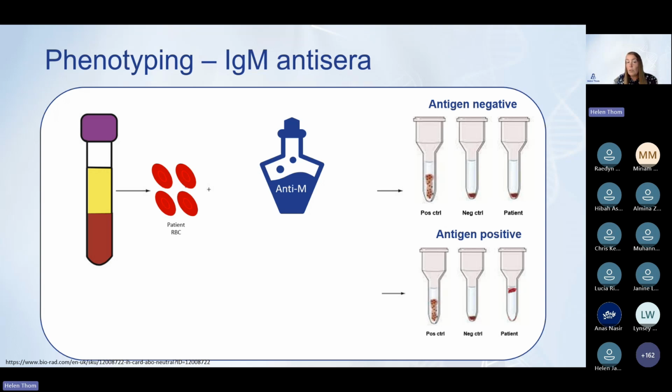And you would also include a control here. So I've got a positive control and a negative control, and then my patient results. So the top patient is negative for the M antigen. So if they'd made an anti-M, it would be an alloantibody. And on the bottom, that just shows what a positive one would look like.